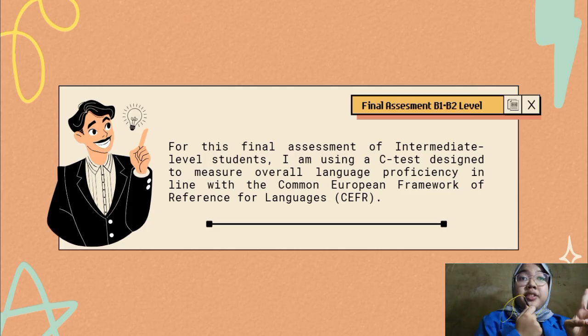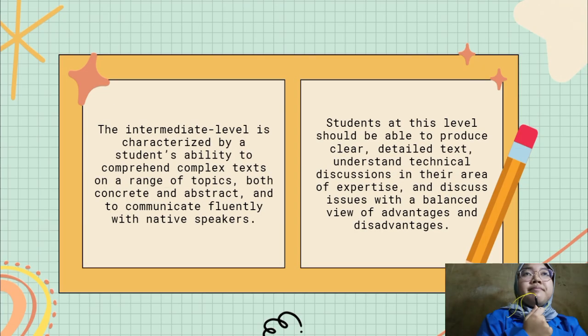Intermediate has two levels, B1 and B2. For this final assessment of intermediate level students, I'm using a C-test designed to measure overall language proficiency in line with the Common European Framework of Reference for Languages, or CEFR. The intermediate level is characterized by a student's ability to comprehend complex text on a range of topics, both concrete and abstract, and to communicate fluently with native speakers.